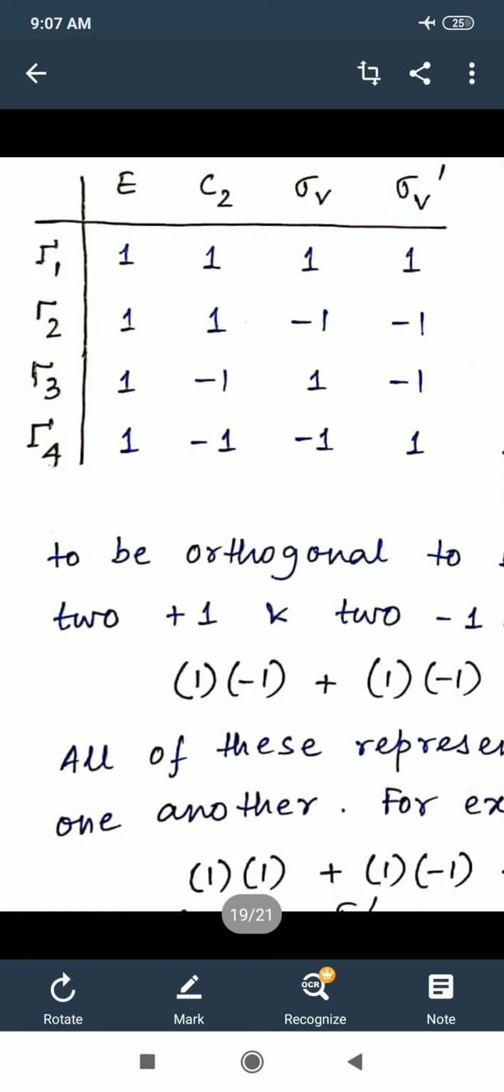means if I take the above one, that is 1 square plus 1 square plus 1 square plus 1 square, that is equal to 4, or 1 square plus 1 square plus minus 1 square plus minus 1 square, that should be equal to 4. So that means it should be plus minus 1. There is no other option. Moreover, in order for each of the other representations to be orthogonal to Bethe notation 1, that is our rule number 4, there will have to be 2 plus 1 and 2 minus 1.